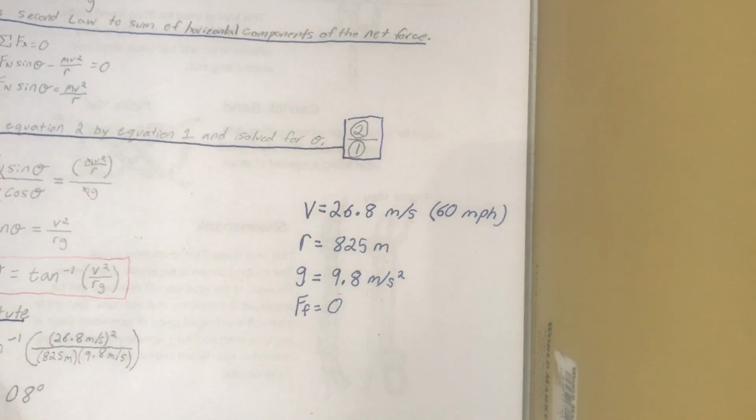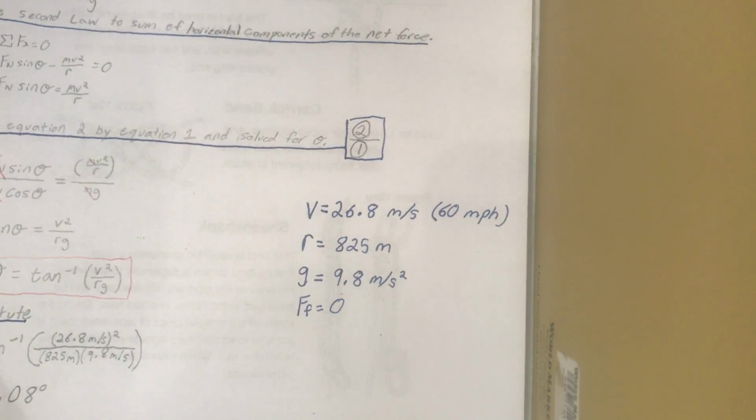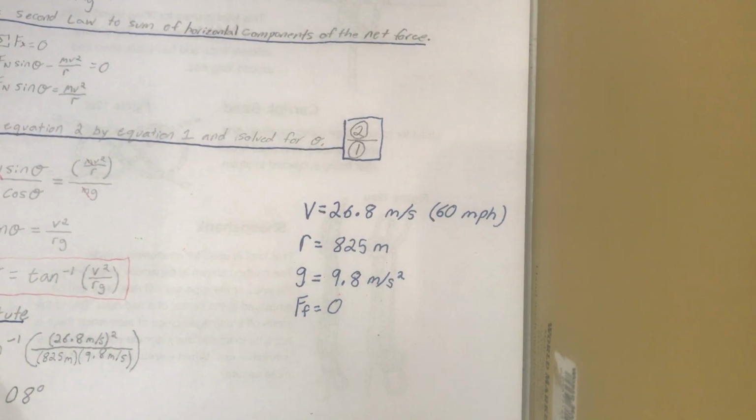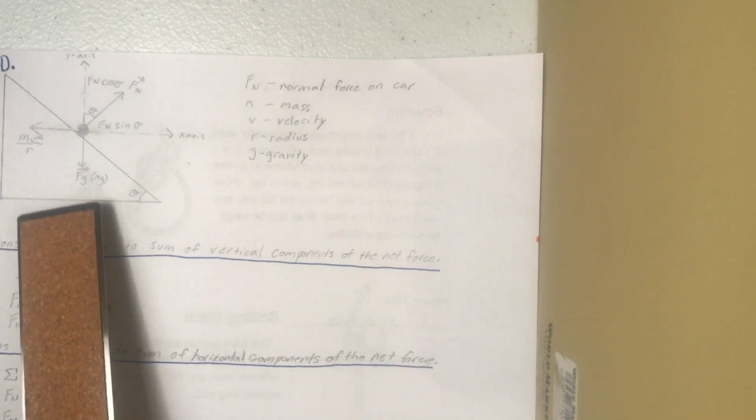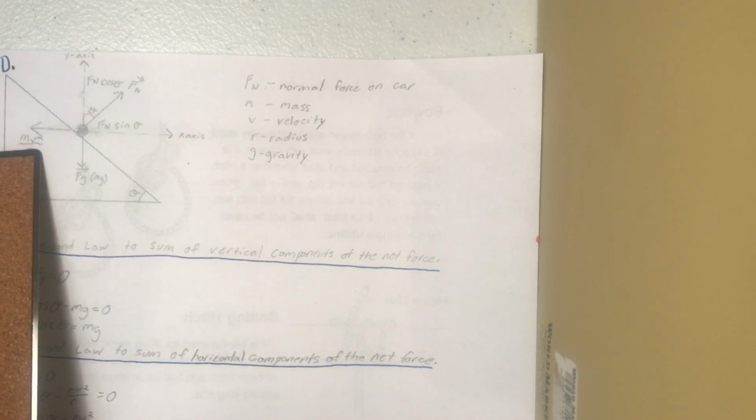So I went ahead and wrote down my given, and my velocity is 26.8 meters per second. My radius is 825 meters. My gravity is 9.8 meters per second squared, and my frictional force is 0. And I drew my force body diagram. I have the force of gravity pulling down. Then I have my normal force going this way, and then right here I have my mass times velocity squared over radius.